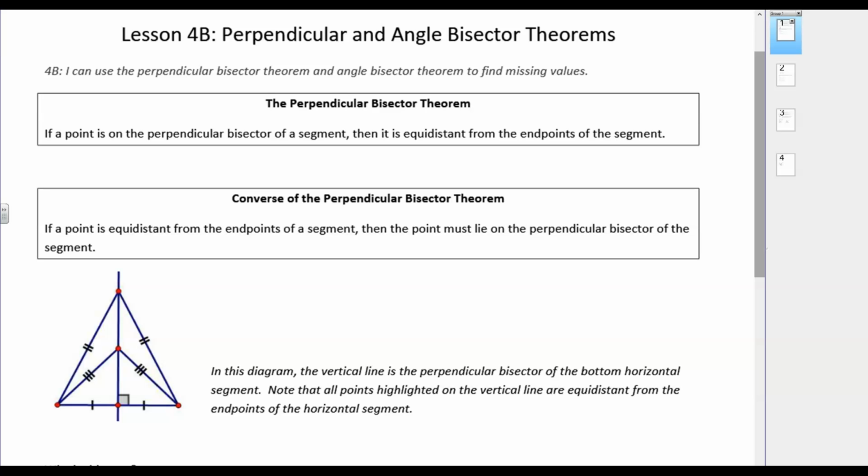What the perpendicular bisector theorem states is that if a point is on the perpendicular bisector of a segment, then it is equidistant from the endpoints of that segment.